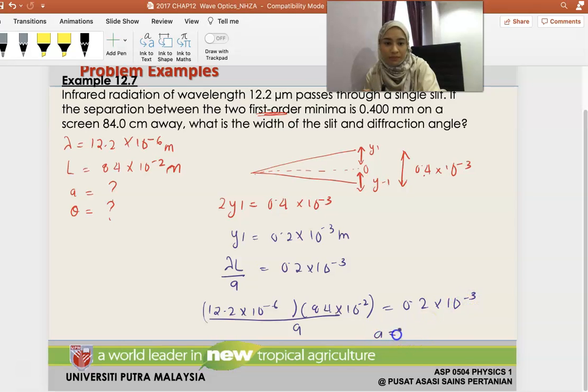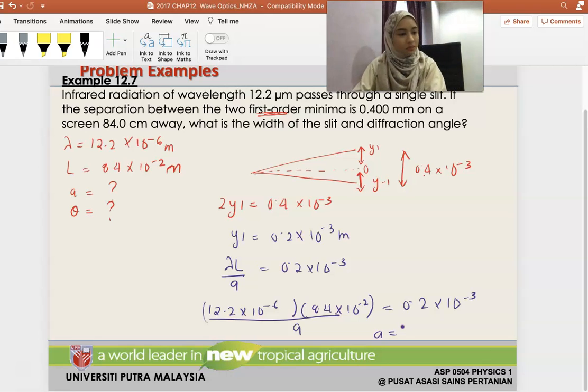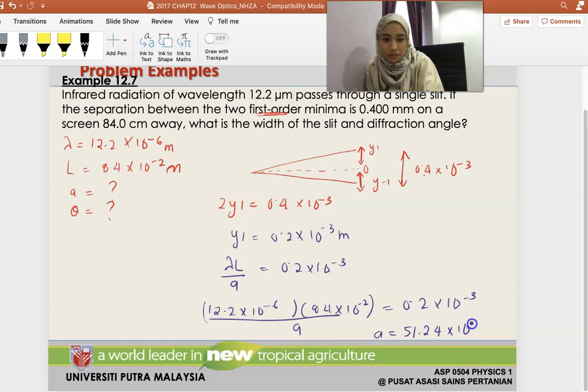So what is A? Using my trusty calculator, I figured out that A is 51.24 millimeter, or 51.24 times 10 to the minus 3 meters. So that is my A.